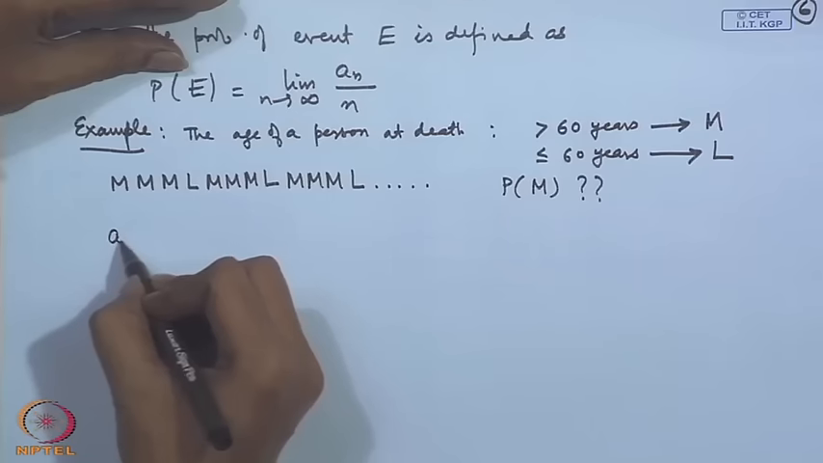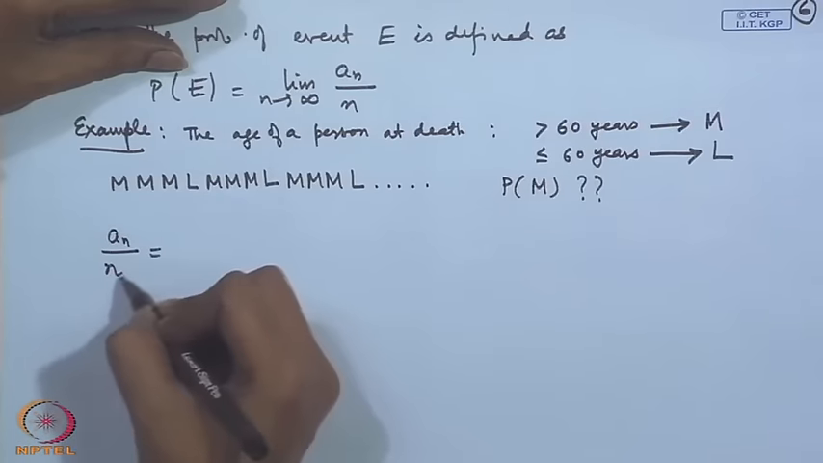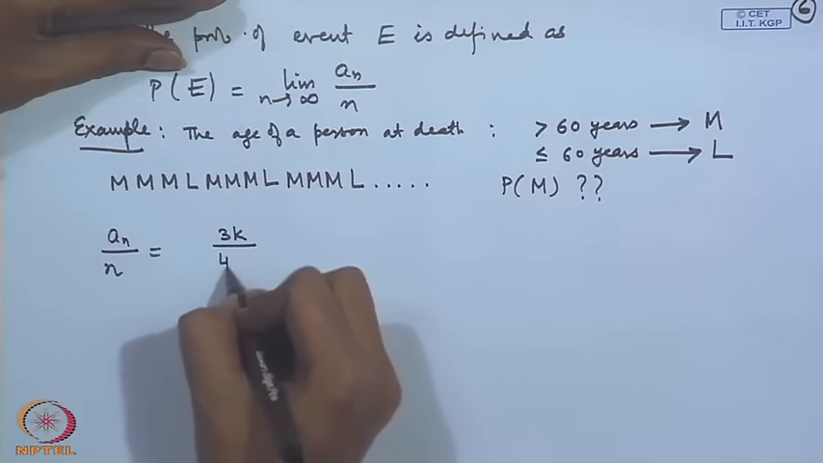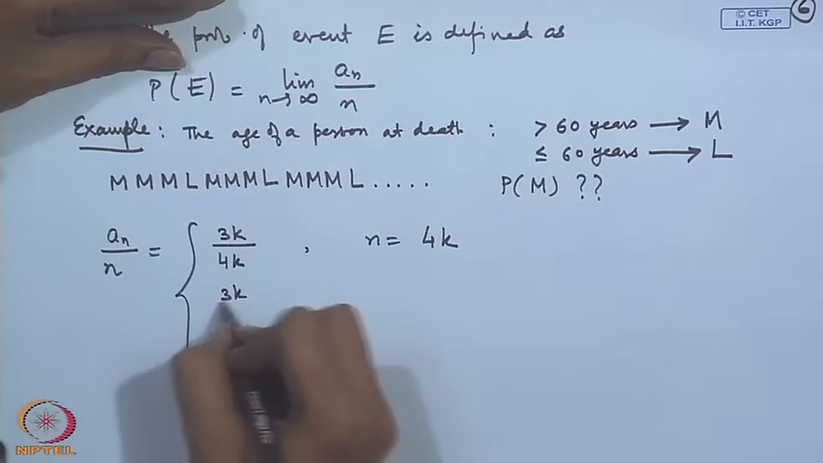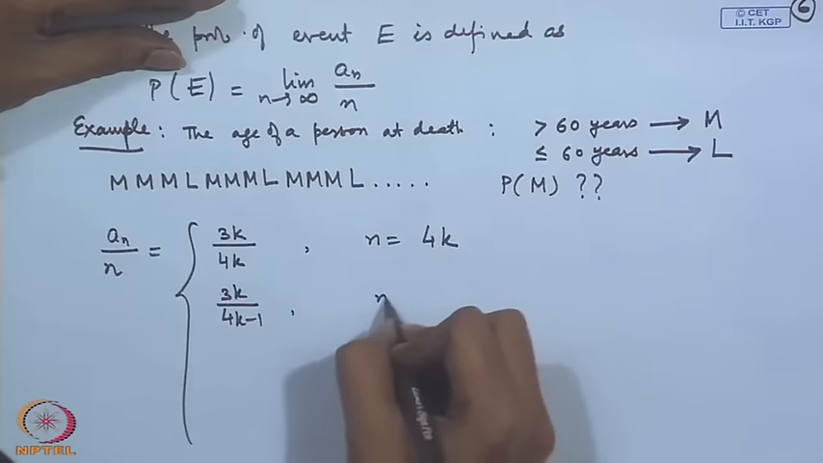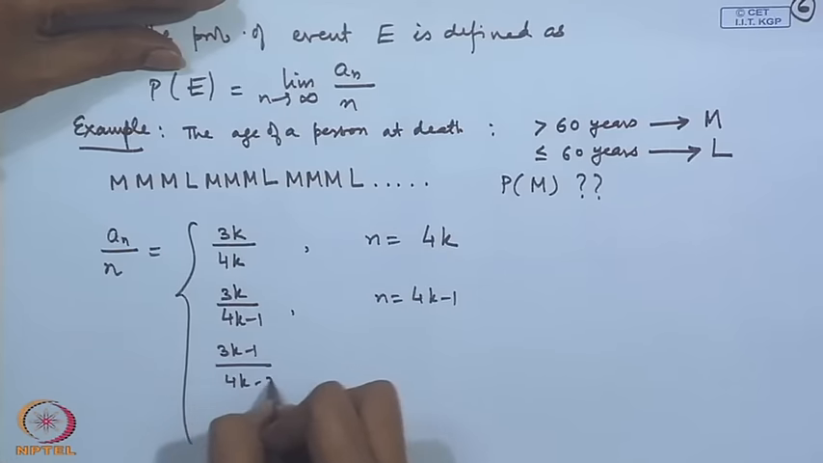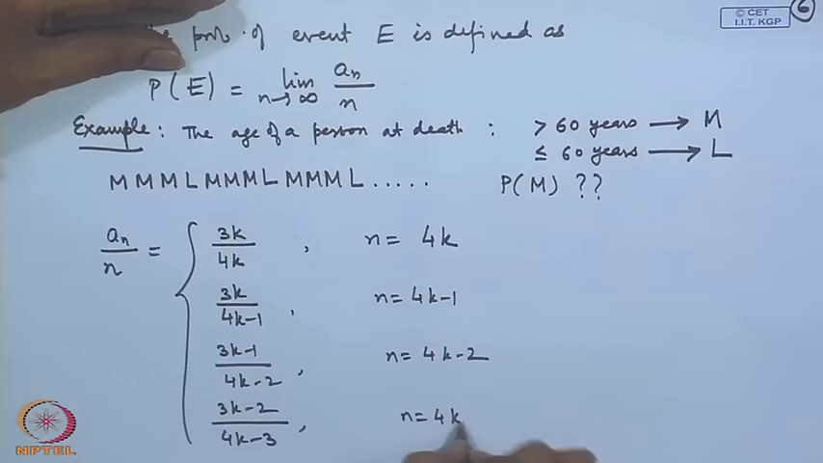So, we can look at this. What is the ratio of the number of happenings favorable to the event M to the total number of occurrences, the number of trials here? So, here I can express it as 3k by 4k if n is of the form 4k. It is 3k by 4k minus 1 if n is of the form 4k minus 1. It is equal to 3k minus 1 by 4k minus 2 if n is of the form 4k minus 2. It is 3k minus 2 by 4k minus 3 if n is of the form 4k minus 3, for k equal to 1, 2, 3 and so on.